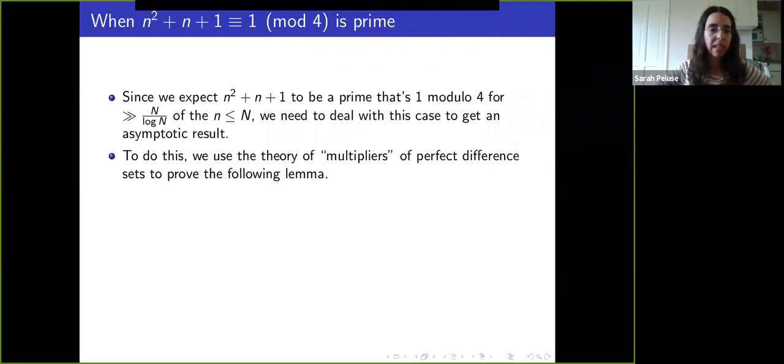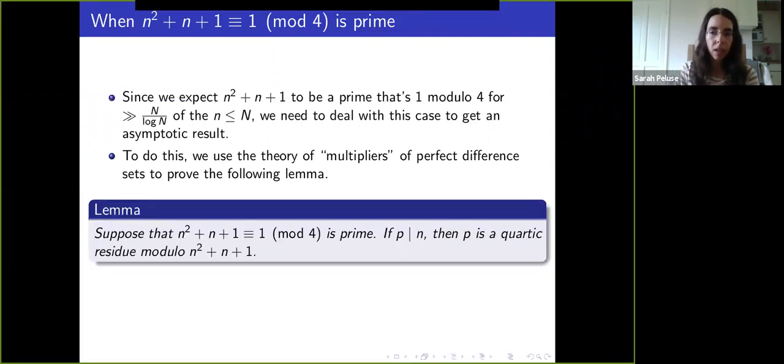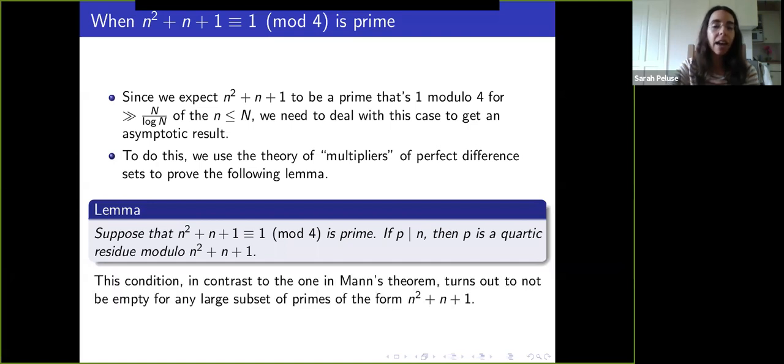The concept of multipliers goes back to Hall in the 40s. And it's not too hard to show the following lemma, which says that if n squared plus n plus 1 is a prime that's 1 mod 4, and p is a prime dividing n, then p has to be a quartic residue modulo n squared plus n plus 1. And fortunately, this is not an empty condition, not even for, say, some congruence class of n modulo like 8. It turns out to be good enough for our purposes to show that the number of n such that n squared plus n plus 1 is a prime that's 1 mod 4, and n is the order of a perfect difference set, is little o of n over log n.